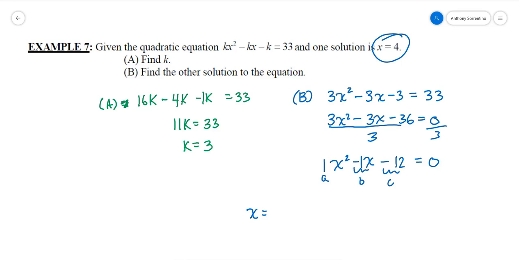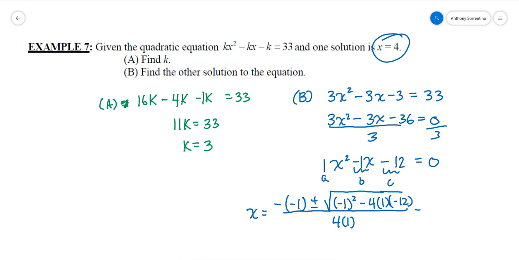So I'm going to have negative b, which is negative 1, plus or minus the square root of b squared, which is negative 1 squared, minus 4 times 1 times negative 12, all over 2 times 1. And again, you could use factoring or completing the square on this. I just chose to use quadratic formula.